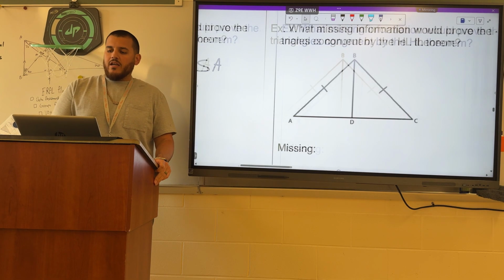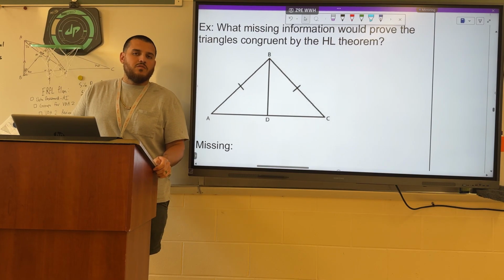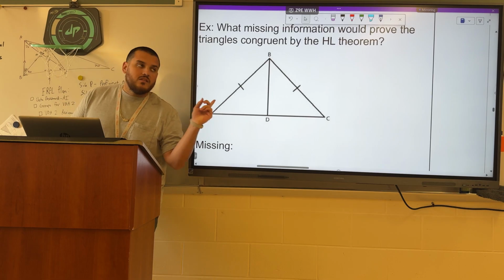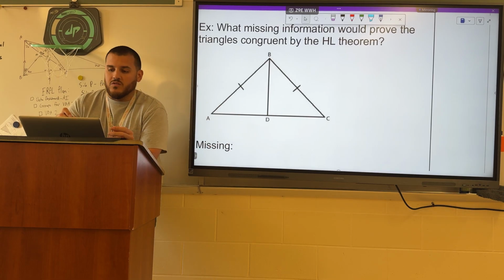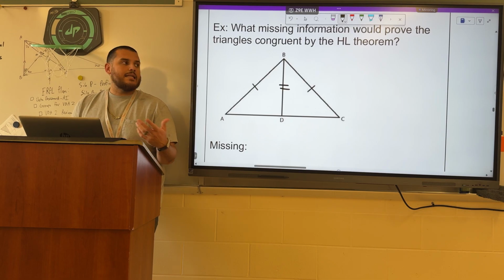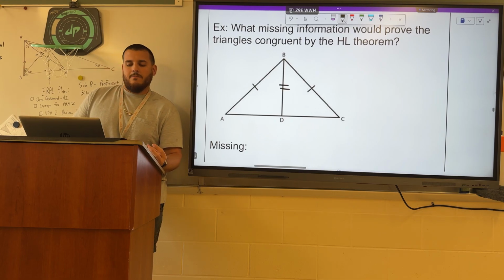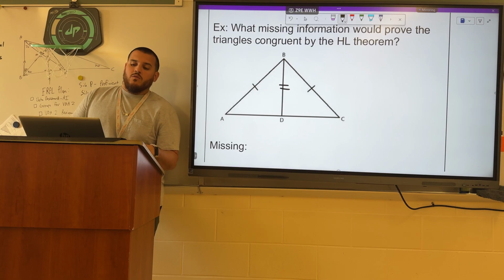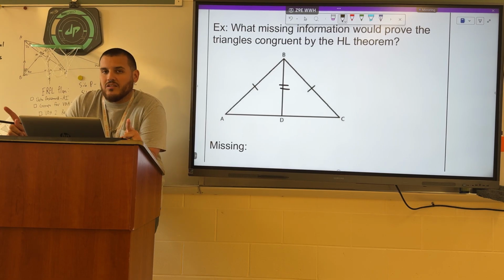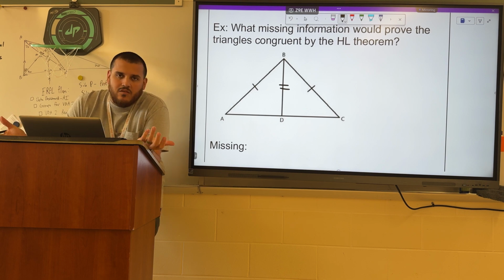Okay? In our next example, we need the missing piece of information for the hypotenuse leg theorem. Okay, for this, it's important to note these are adjacent triangles. Remember, we are responsible for marking that shared side. That is not missing information. That is expected to be known. What's missing for us in this one is these triangles being right triangles. We need to say that in a very specific way.